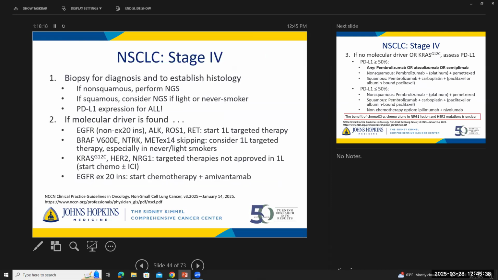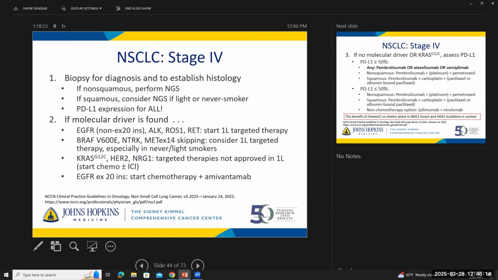Okay. The approach to coming up with a treatment plan for our stage 4 patients. We mentioned that we have to have that biopsy because we have to understand the histology and we have to be able to get information about the PD-L1 expression and the molecular drivers, okay? So we first need to get the histology. Is it non-squamous or squamous, okay? If it's non-squamous, everybody needs full molecular testing. If it's squamous, we should probably get them molecular testing, but especially if they're a light or never smoker, okay?